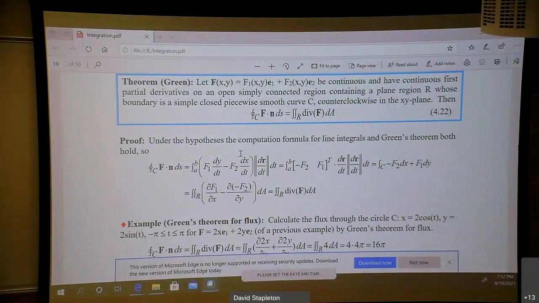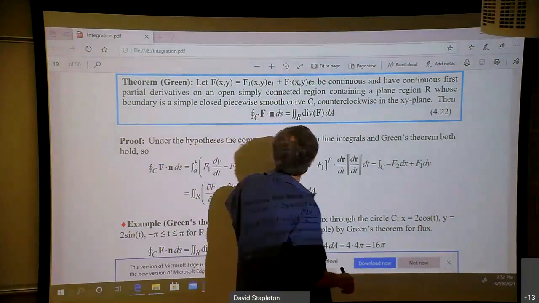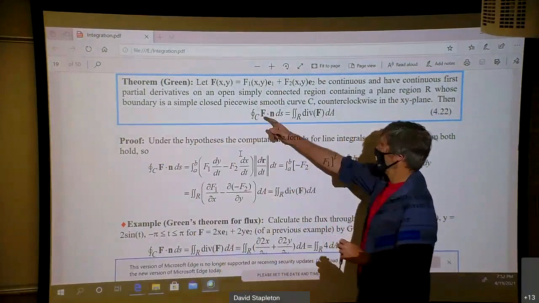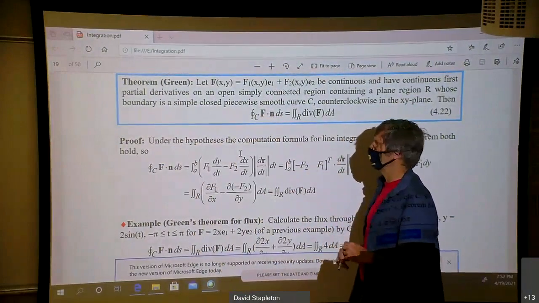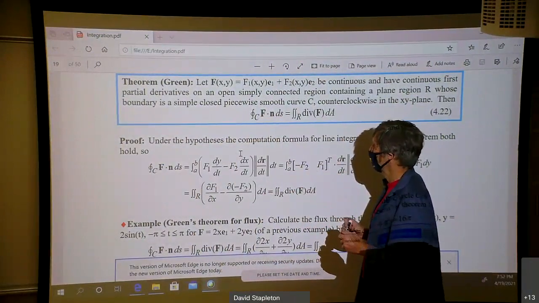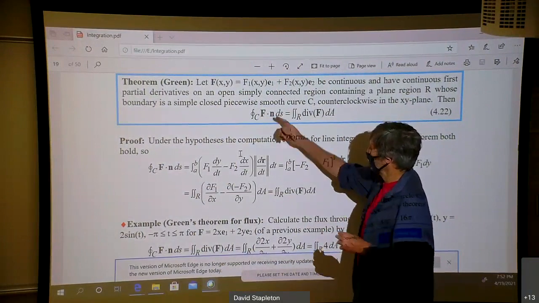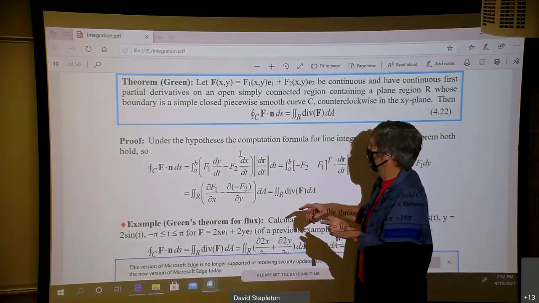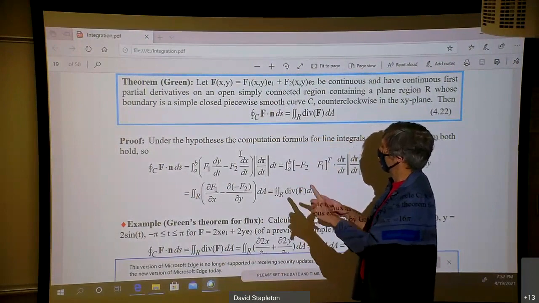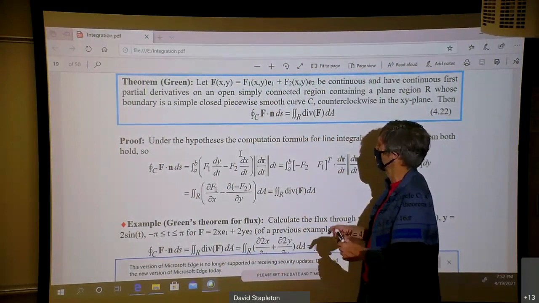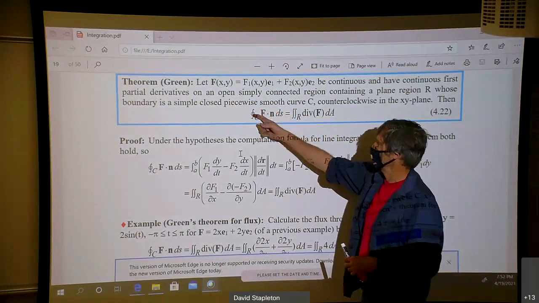Green's theorem for flux, which is not the integral of F dot T ds, but the integral of F dot n ds, where n is the unit normal. That's called flux. If F is a velocity field, then F dot n is the component of velocity flowing out through the curve. I'll draw a picture over there. And that's what they call flux.